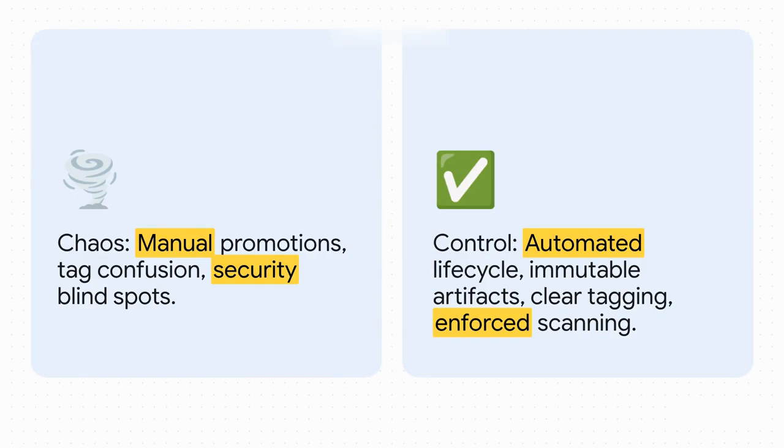When you put it all together, what we're really talking about is a total transformation. This slide just says it all. You're consciously moving away from a world of chaos, with its inconsistent builds, manual errors, and security holes, to a world of control. One where you have an automated lifecycle, immutable artifacts you can actually trust, clear tagging, and security scanning that's enforced, not just a suggestion.